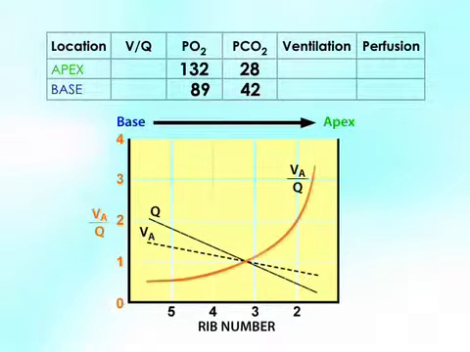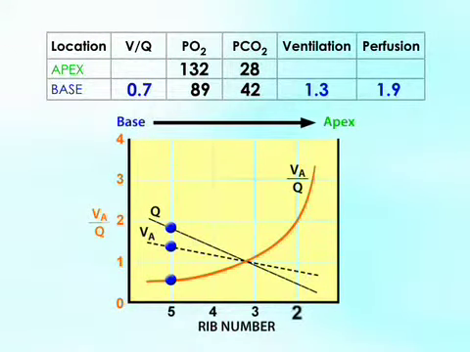In effect, the lower lung zone at rib 5 has a higher perfusion value of 1.9 than its ventilation value of 1.3. This results to a VQ value of 0.7. On the other hand, the upper lung zone at rib 2 has a lower perfusion value of 0.4 than its ventilation value of 0.8. This results to a VQ value of 2.